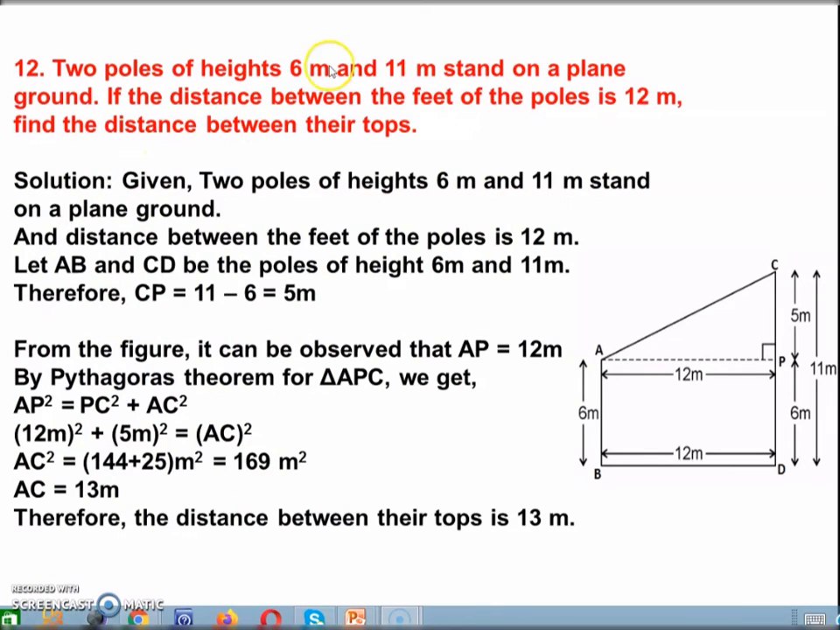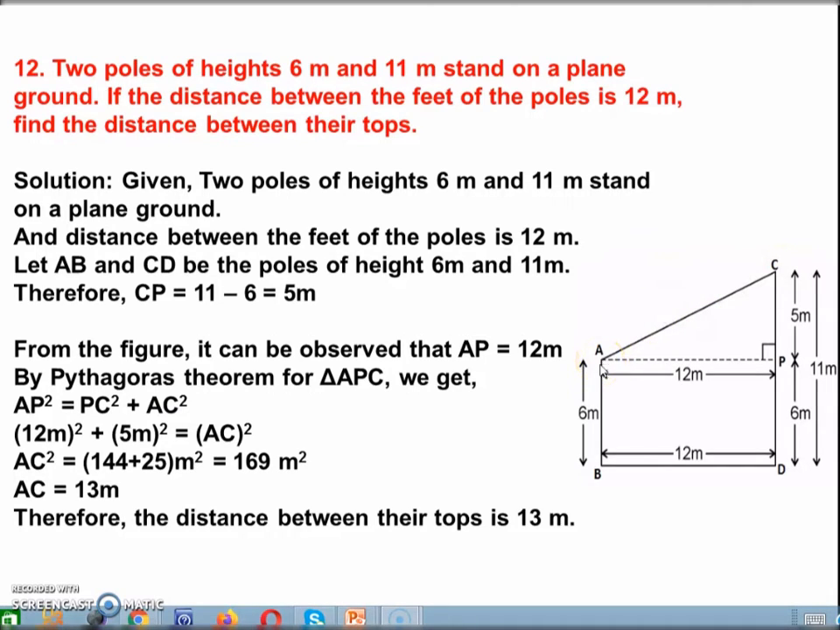Two poles of height 6 meter and 11 meter stand on a plain ground. So these are the two poles AB and CD. They are standing on a plain ground, that is BD. Distance between the poles is 12 meter. So this distance BD between them is 12 meter. You have to find the distance between their tops, that is AC. A is the top of the first one, C is the top of the second one. So this AC is what you have to find out.